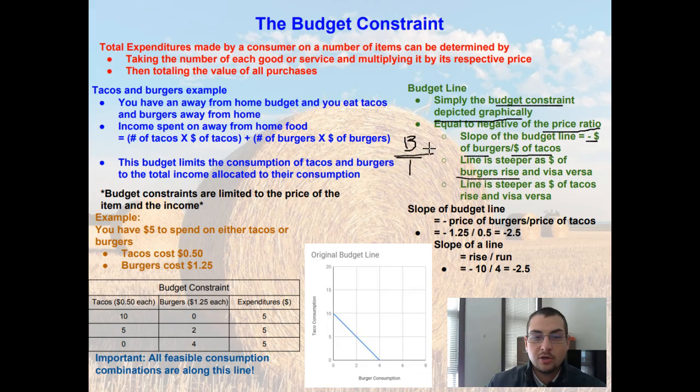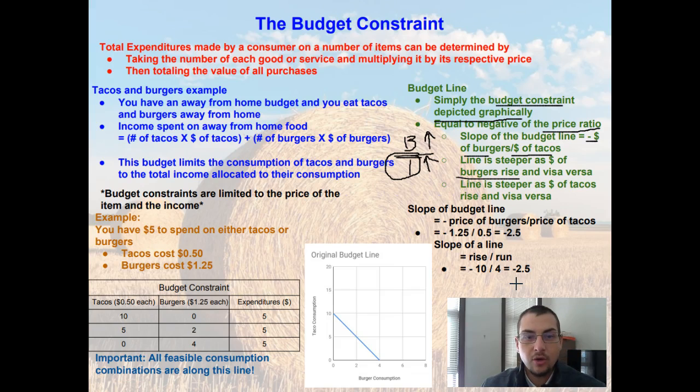So if the price of burgers goes up, then that line is going to become steeper because it's a higher number up here, and it basically offsets that. Versus if the price of tacos went up, it makes our denominator higher, making our line flatter.